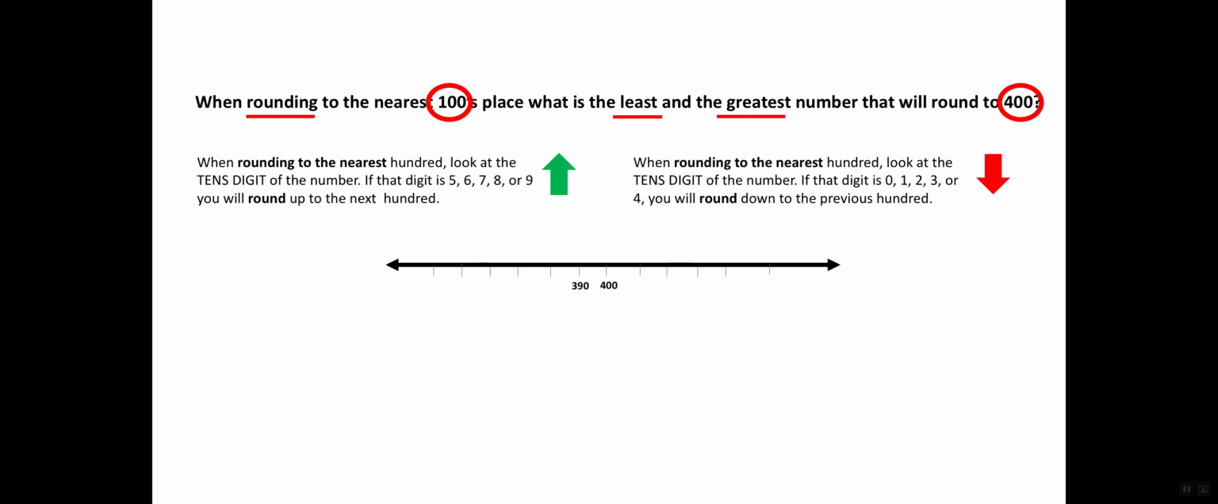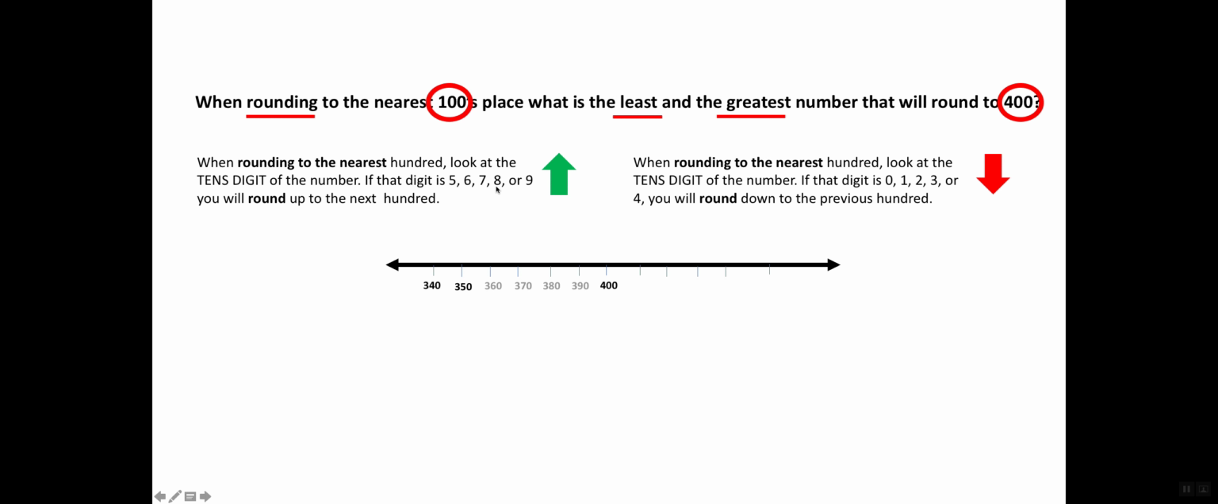390, 380, 370, 360, 350, all round up to 400. And we can tell that by looking at the tens place for each number. There's a 9, there's an 8, there's a 7, there's a 6, and there's a 5. These are the numbers that indicate that we must round up.